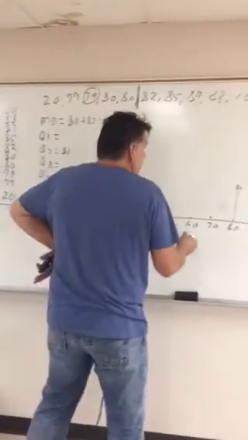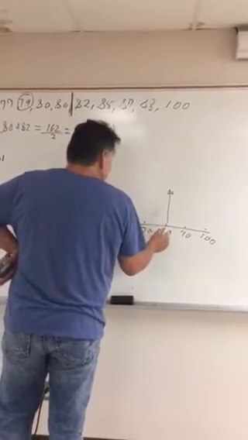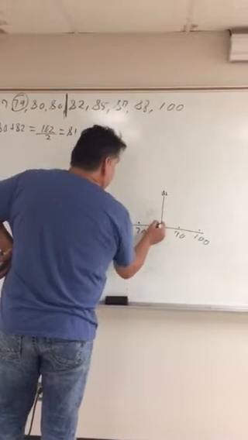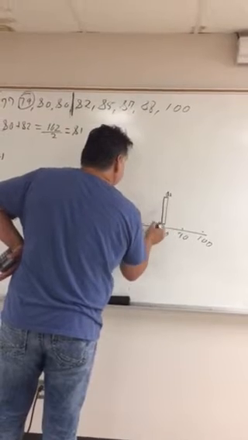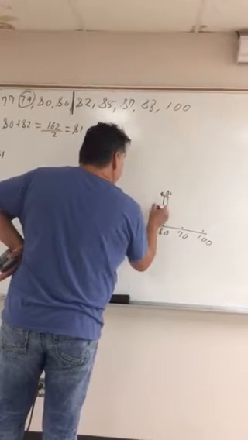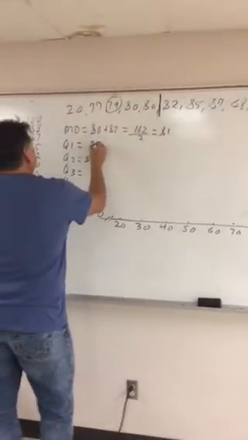I got 79. So I'll come in. 79 is almost 80, so it's going to be about right there. So I'm going to have a very, very short box. So Q1 is going to be right there. Q1 is 79.